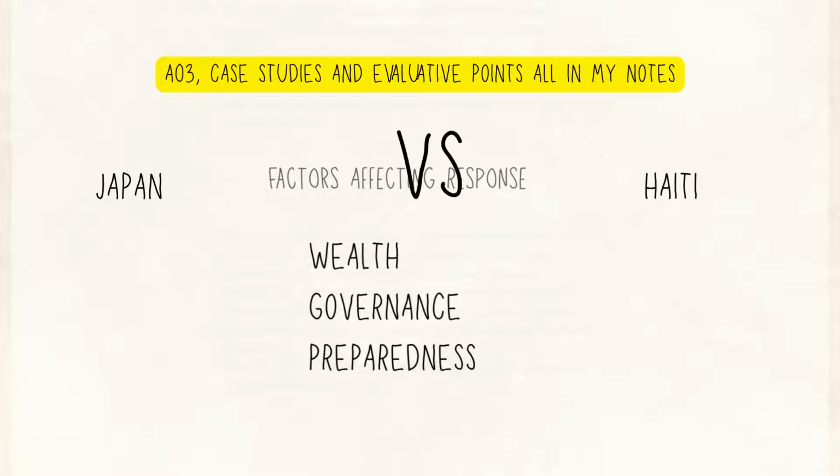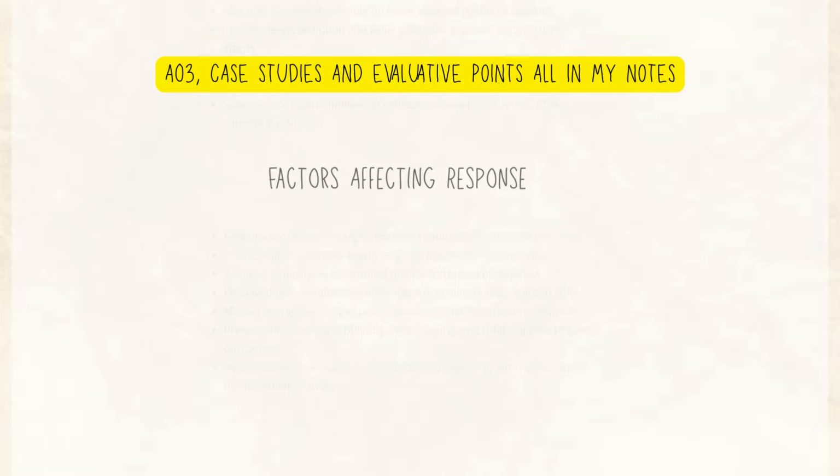In Aceh, following the 2004 tsunami, a dedicated recovery agency and strong international support helped speed up long-term rebuilding. These comparisons are what examiners look for in IB 10 markers, especially when you're asked to explain why the same hazard can have very different impacts in different places.